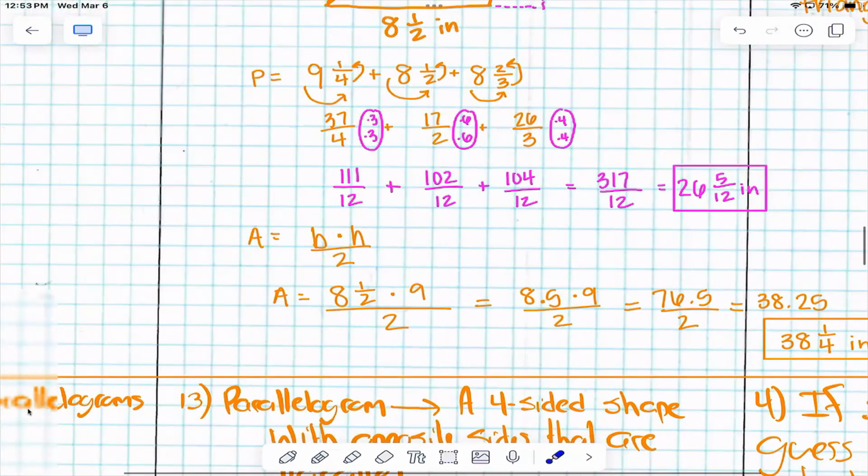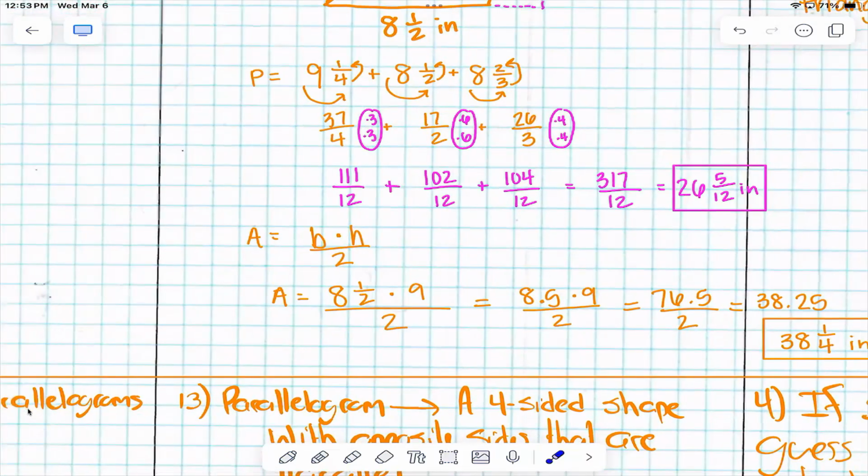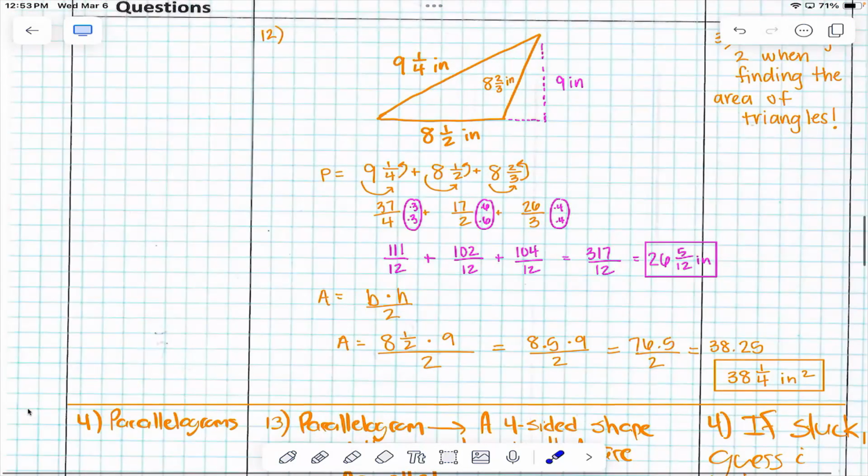Yes? But for this one, we actually converted the base. So if you look at the base, it's 8.5. We converted it to 8.5, yeah? Yes. Is it okay to convert numbers into decimals? Yeah, because it would have been really weird looking at a fraction in a fraction problem, yeah? Did you guys talk about that yesterday?